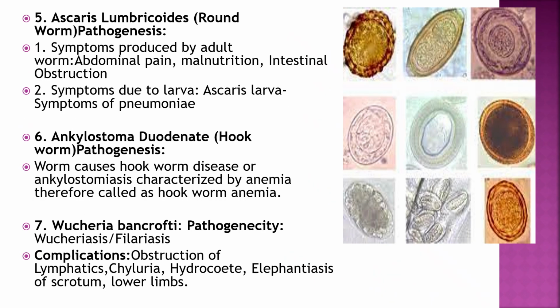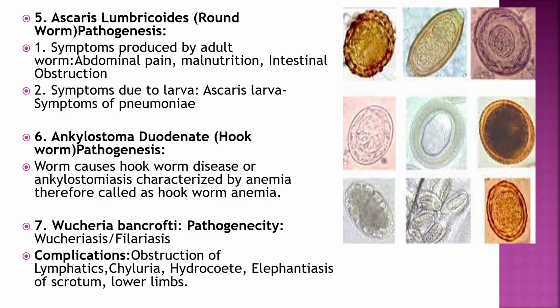Then a few helminths which are commonly found. Ascaris lumbricoides is also called roundworm. It causes mainly pain in the abdomen, then nausea, vomiting, and sometimes intestinal obstruction. And distantly it may go to the lung and cause symptoms like pneumonia. Then Ancylostoma duodenale is also called hookworm. It mainly enters through the skin if you walk barefoot in a field. It causes iron deficiency anemia.